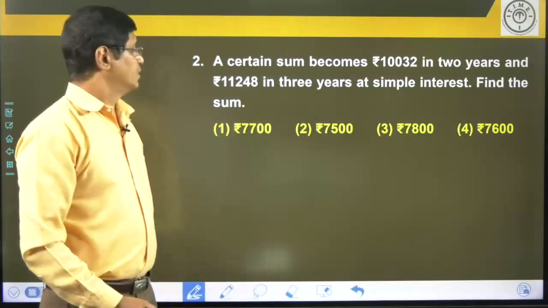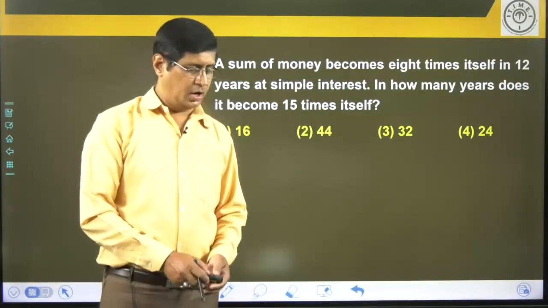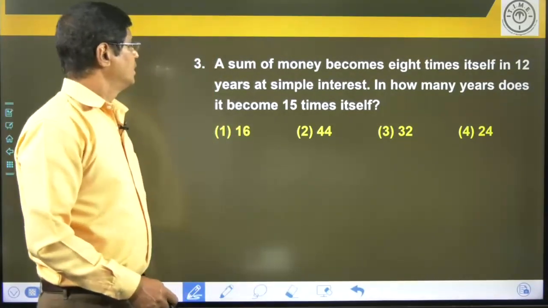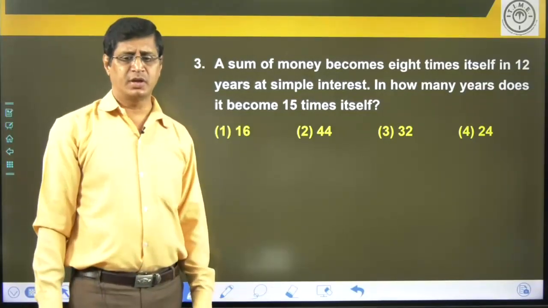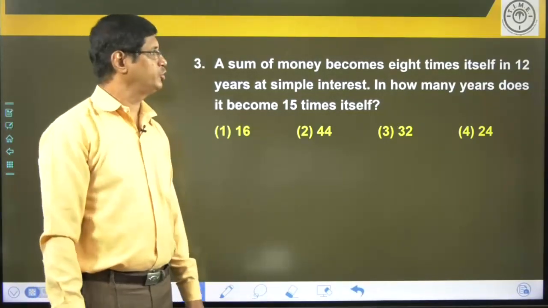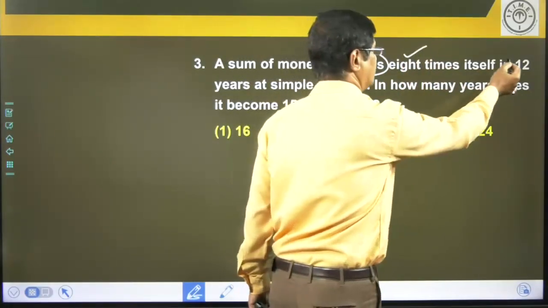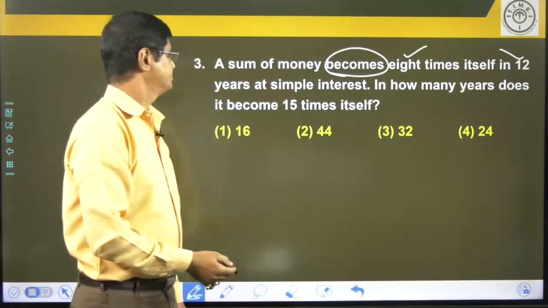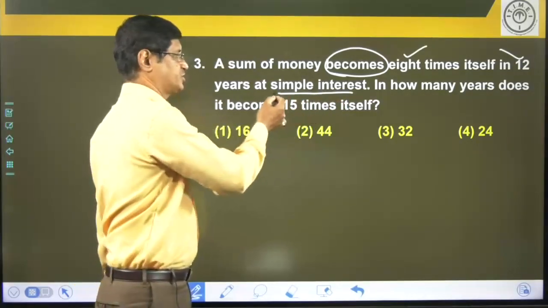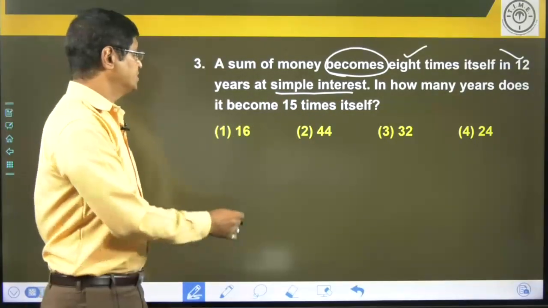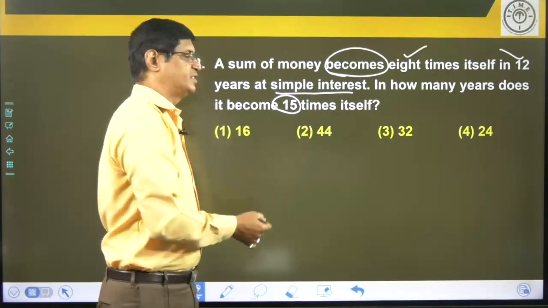Okay. Now, look at the next example on your screen. A sum of money becomes 8 times itself in 12 years. It becomes 8 times in 12 years under simple rate of interest. In how many years does it become 15 times of itself?